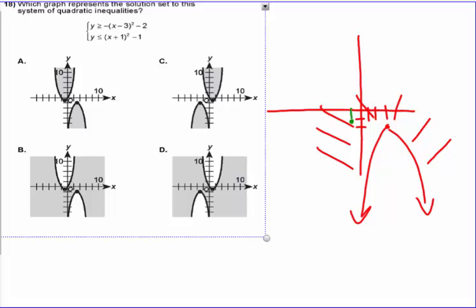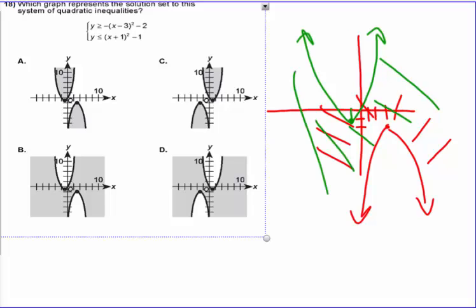And then on the other one, it's opening up, we go back 1, down 1, and we would shade on the outside since it's less than. So the one that matches that is B. Notice in D, they're flipped around. Again, you could use your calculator to verify this.